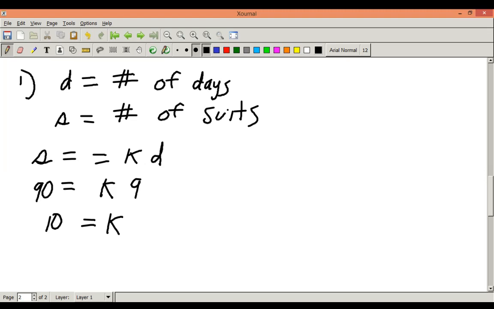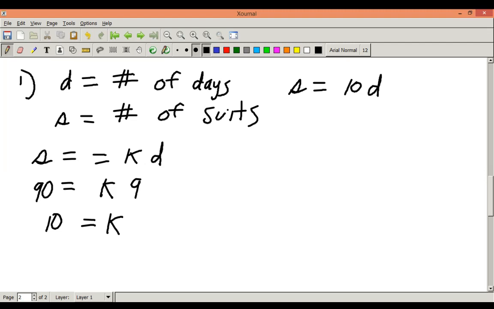Okay, so that's really a rate, right? That's the number of suits per day that they make. So let's take that k and put it back in the equation we started with. So we have S is equal to 10 times D. And then let's plug in our new number. It says, how long would it take them to complete an order of 180 suits? Well, that's more than the 90 suits that we know. So we know it's going to take them more days. So we should expect our answer to be more than 9 days.